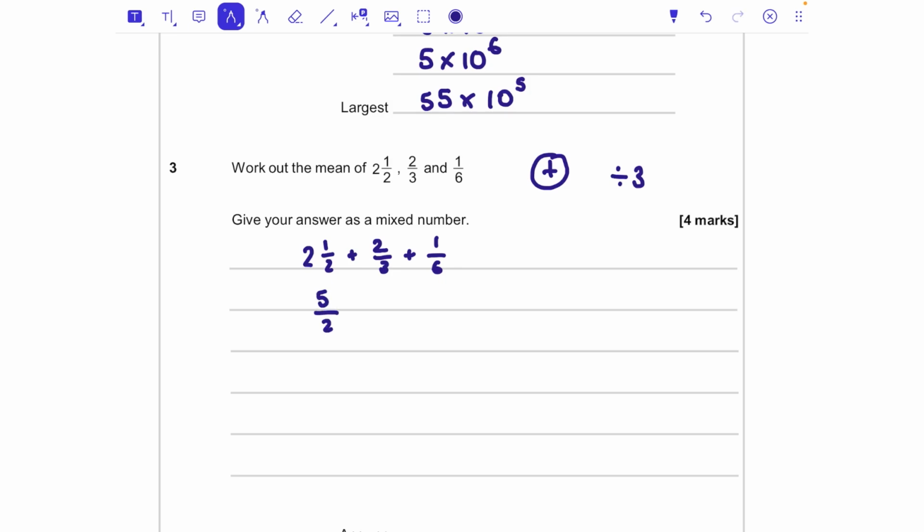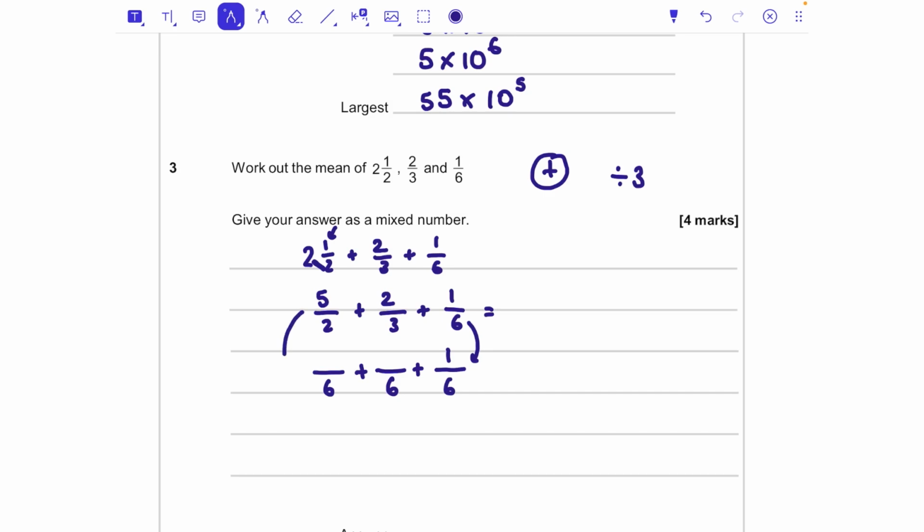We do the big number multiplied by the bottom number, and then add on that top number, which is 5. So 5 over 2, add 2 over 3, add 1 over 6. And the easiest denominator to use here would be to make them all out of 6. 6 is the first number that's in the 2 times table and the 3 times table and the 6 times table. So I haven't changed this end fraction at all. I've kept the denominator 6, so the numerator stays 1.